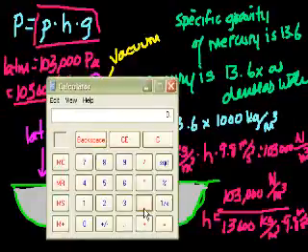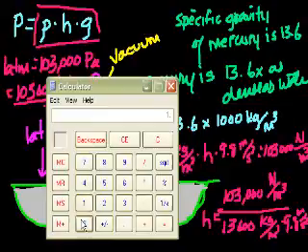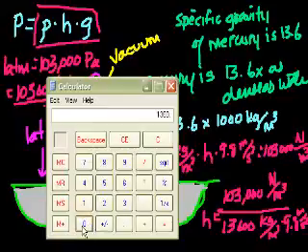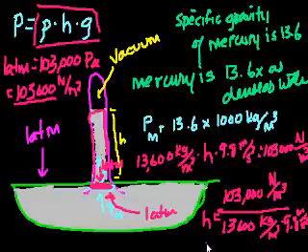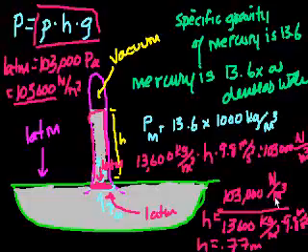Now let's just do the math. So let me type this in. I'll use the pointer. 103,000 divided by 13,600 divided by 9.8 equals 0.77. And we were dealing all with newtons. So height is equal to 0.77 meters.